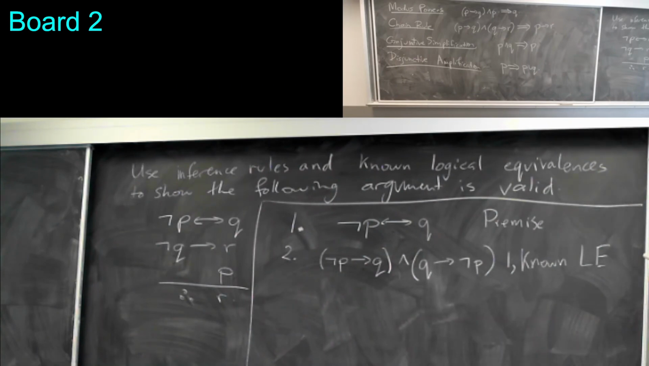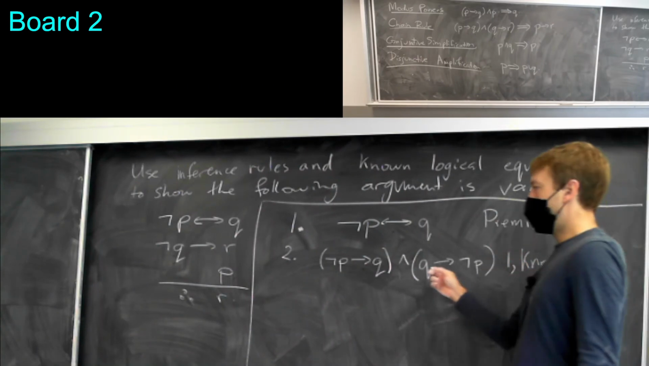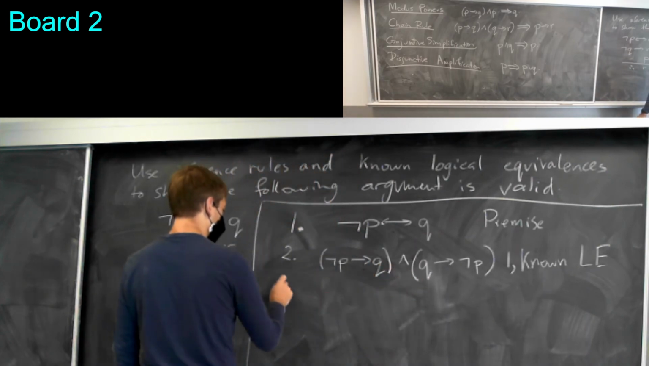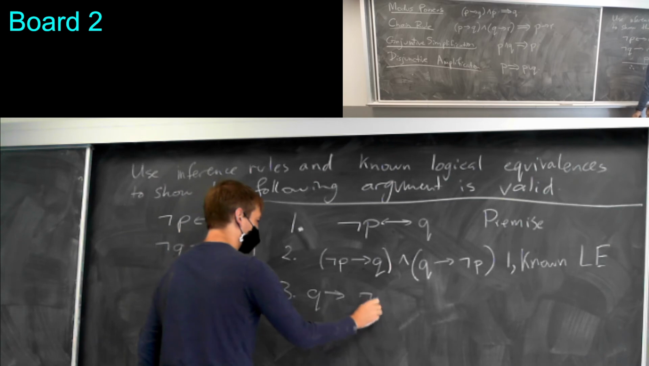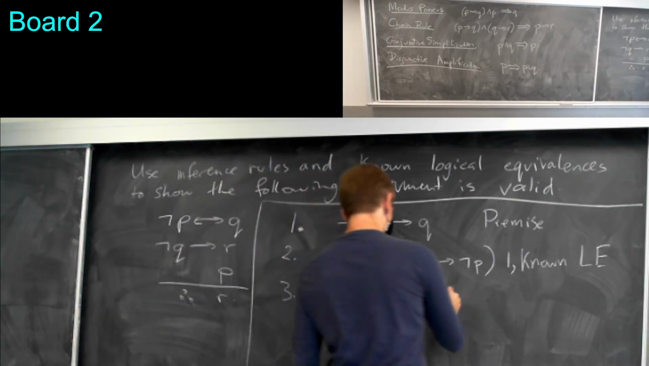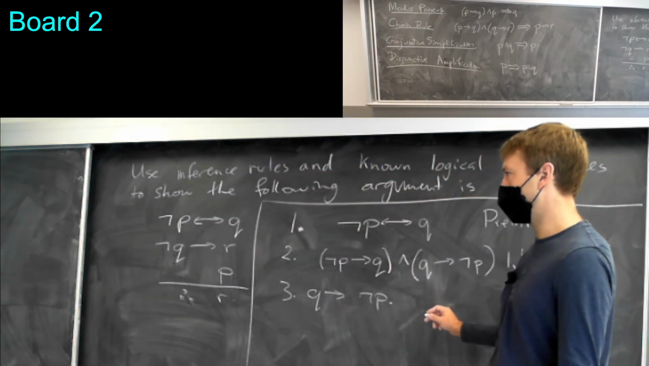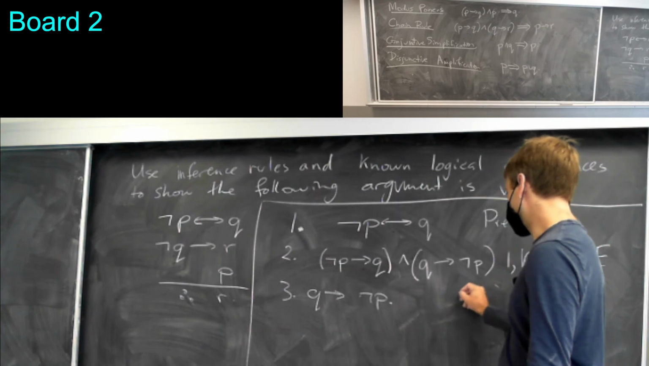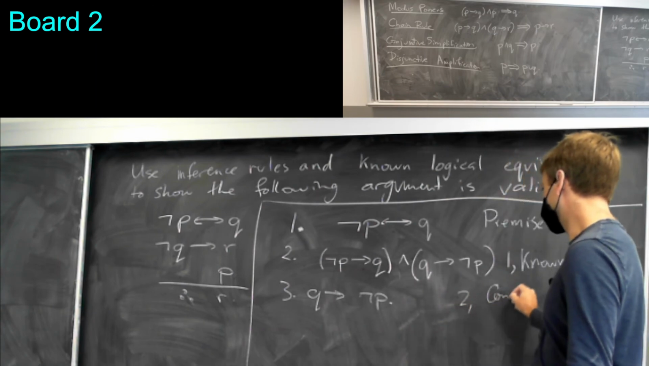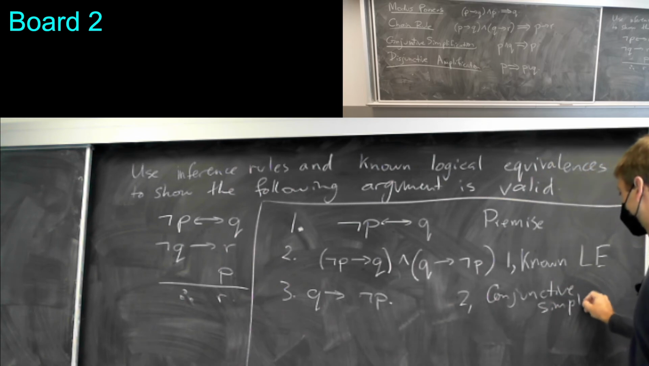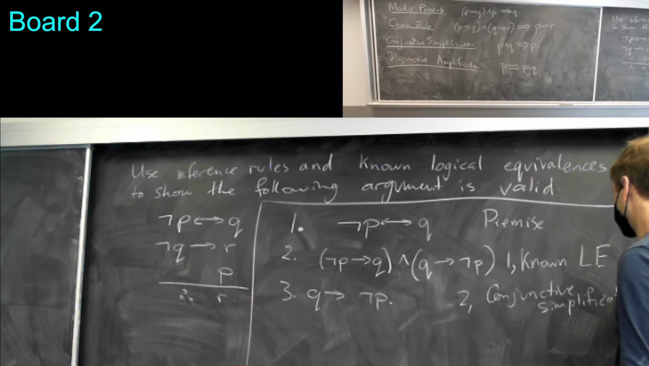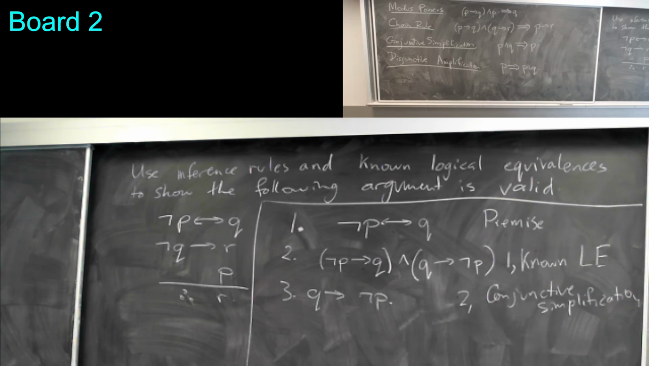because these rules are so powerful and useful. So what I'm going to do is throw away half of this. I'm going to just keep this side, that Q implies not P, which I can do so by 2 and conjunctive simplification. That might seem like a random choice. Why did I do that?